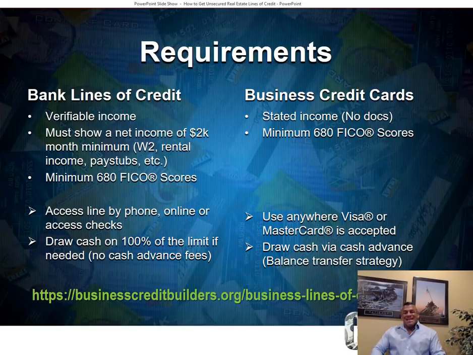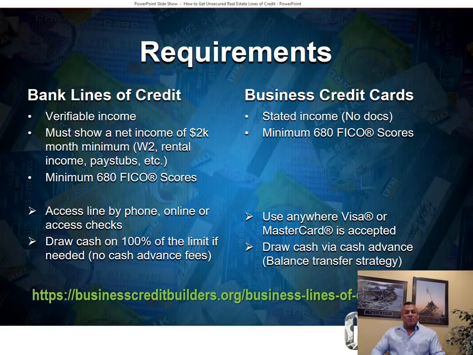Now, the second type of qualification is business credit cards. This is ideal as well if you can't verify income. Then you go what's called stated income. Business credit cards are really easy to qualify for if all you need is to have good, strong personal credit. You also have to have an LLC or a corporation set up if you want business credit cards. So you have to be able to provide your certificate of organization or your articles of incorporation, as well as have a 680 or higher FICO score.